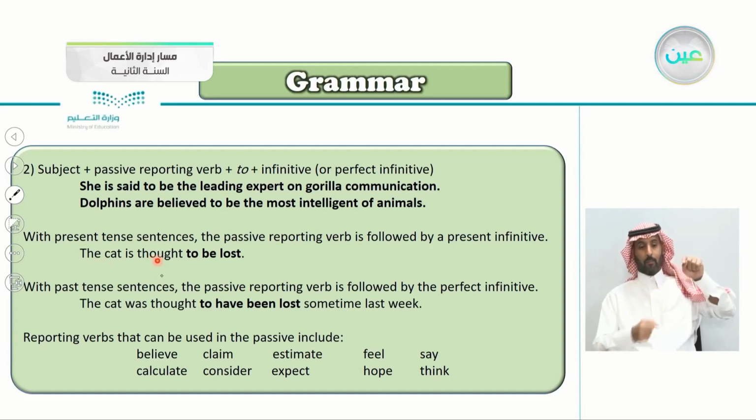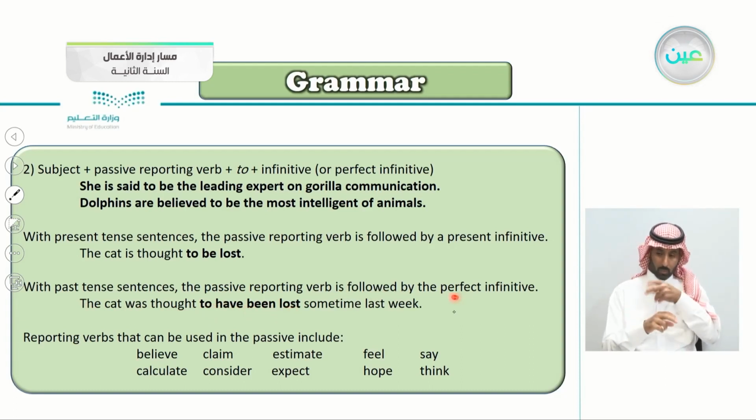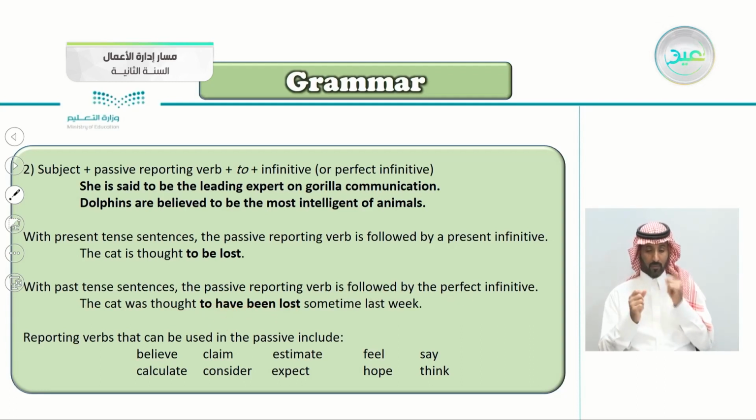The cat is thought to be lost. Thought to be lost. So this is the present infinitive. Again, the cat is thought to be lost. With past tense sentences, the passive reporting verb is followed by a perfect infinitive. So we say the cat was thought to have been lost. So perfect infinitive, that's why we added have. To have been lost sometime last week.